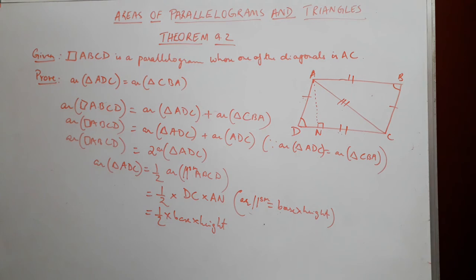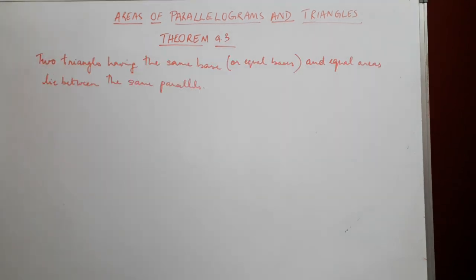Similarly we have a theorem 9.3, which is kind of the converse of theorem 9.2. Theorem 9.2 says that two triangles having the same base and lying between the same parallels have equal areas. So we look at what theorem 9.3 says. Theorem 9.3 says two triangles having the same base or equal bases and equal areas lie between the same parallels. So this is just the converse of what we have learned in 9.2.